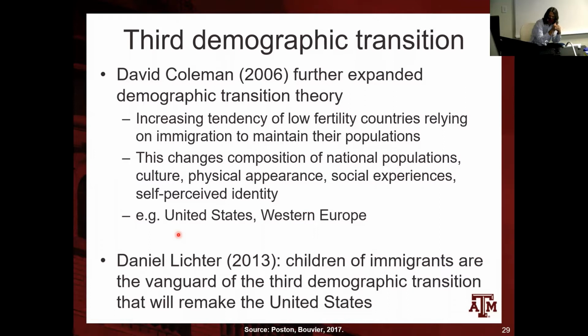And a major point that's highlighted here, and for the US, is that children of immigrants are the vanguard of the third demographic transition that will remake the US. Children of immigrants, in this case, are people born in the US. I'm from Brazil, I moved here, I'm a first generation immigrant. My children were born here, they're second generation immigrants. Although they are called second generation immigrants, for me, they are the same thing as previous generation Americans.